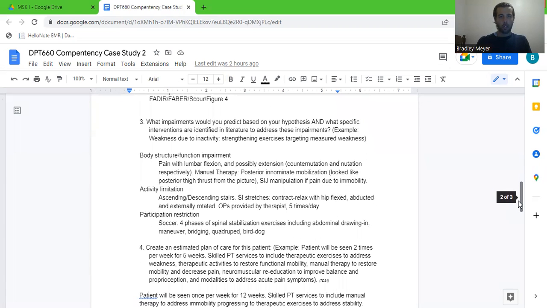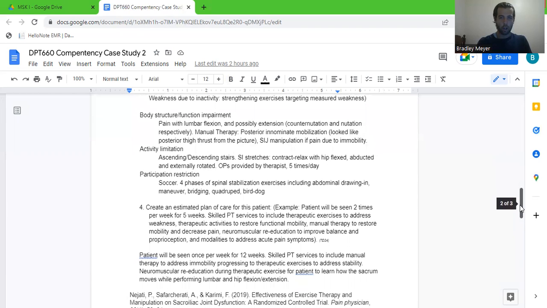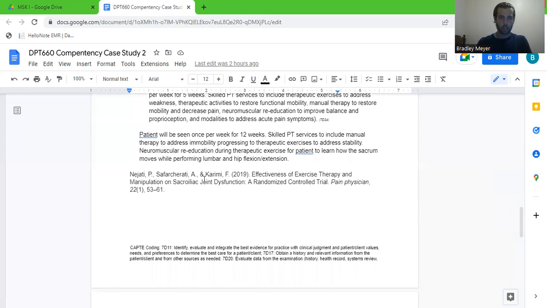So some things that I might predict to be issues for her are pain with lumbar flexion. Again, the sacrum would be going into counternutation then, and possibly extension, where the sacrum would be going into nutation. And then to manage those, I could employ some manual therapy techniques such as posterior innominate mobilization. These techniques and my answer for part 4 were mainly taken from this randomized control trial by Najati. Not sure if I pronounced that right.